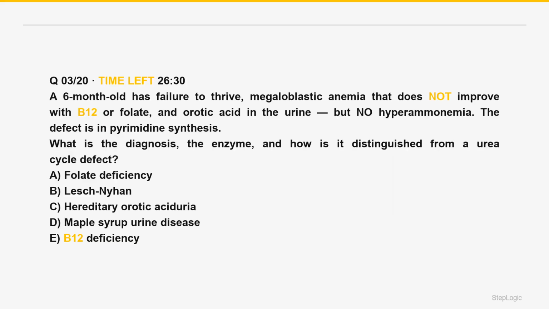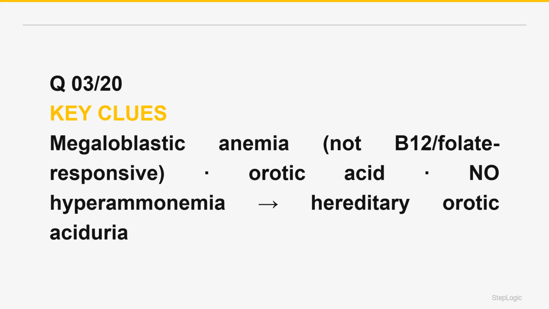What is the diagnosis, the enzyme, and how is it distinguished from a urea cycle defect? A 6-month-old has failure to thrive, megaloblastic anemia that does not improve with B12 or folate, and orotic acid in the urine, but no hyperammonemia. The defect is in pyrimidine synthesis. Read the command: diagnosis, enzyme versus urea cycle defect. Megaloblastic anemia unresponsive to B12 and folate plus orotic aciduria, no hyperammonemia: hereditary orotic aciduria, UMP synthase, versus OTC, orotic aciduria plus hyperammonemia.